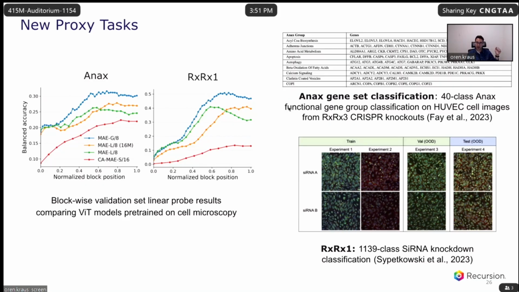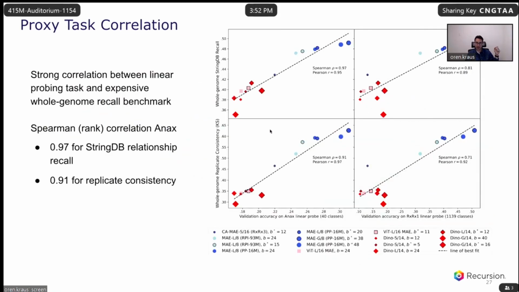One of these is a set of 40 genetic functional groups, so just a 40-way classification. And the other one is the RxRx1 dataset I mentioned previously. These are much smaller datasets to work with. And we can see that the performance degrades toward the later layers, especially for the larger models. So that let us select the ideal layer for downstream tasks.